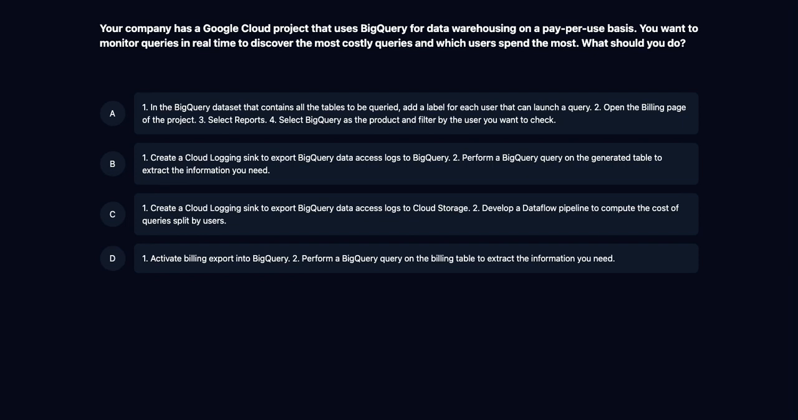Option A. 1. In the BigQuery dataset that contains all the tables to be queried, add a label for each user that can launch a query. 2. Open the billing page of the project. 3. Select reports. 4. Select BigQuery as the product and filter by the user you want to check.